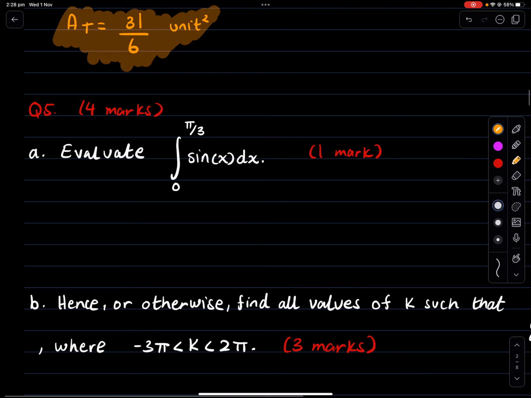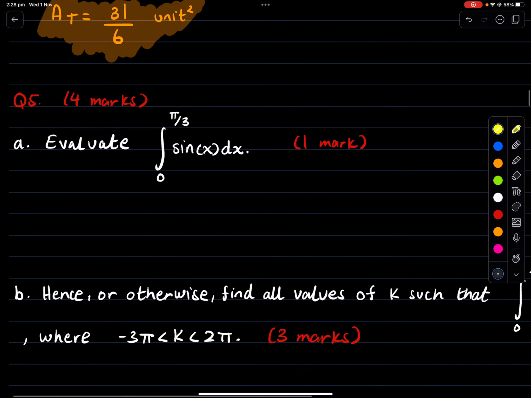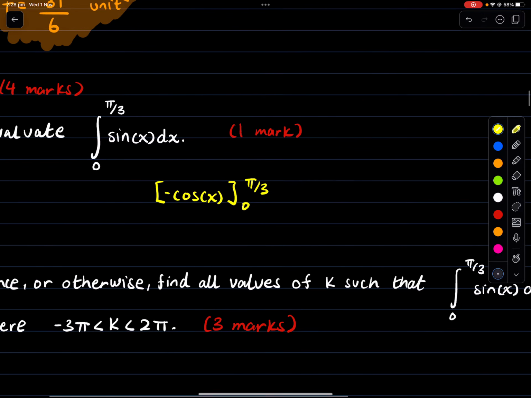Okay, let's have a try at this question here. Question 5. Evaluate this. Okay, this is nice. So we know that to evaluate, this will be negative cos x from pi on 3 to 0. And that gives us negative cos of pi on 3 minus negative cos of 0.